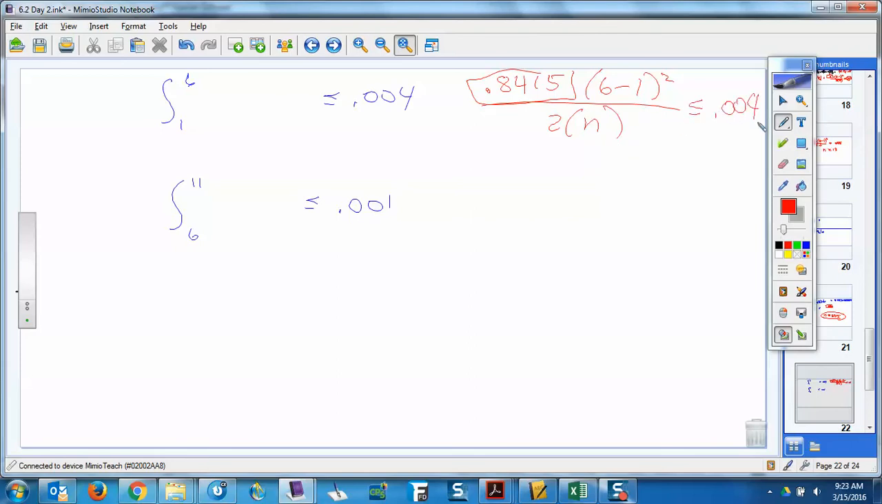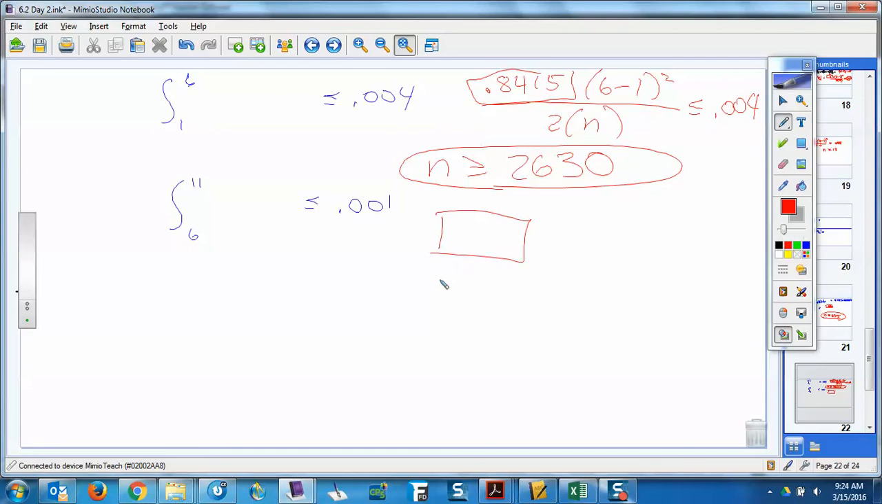Then when they did that, they come up with 2,630. So we need 2,630 rectangles to get that degree of accuracy in the first half of the interval. In the back half of the interval, we get a new K1 value because now we're only looking between 6 and 11. And between 6 and 11, they got a K value of 0.005 because that slope is way, way less, right? It's way down here, and so it's pretty flat. And then you go 11 minus 6 squared, and you go 2n less than or equal to 0.001, and it came out to be 63.